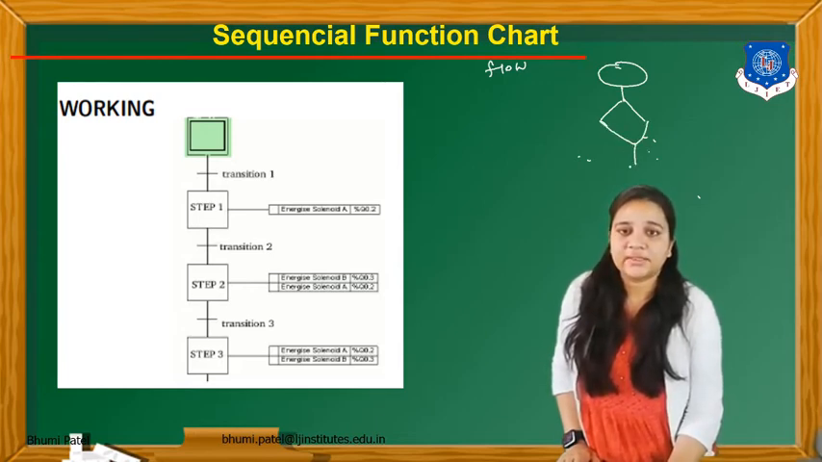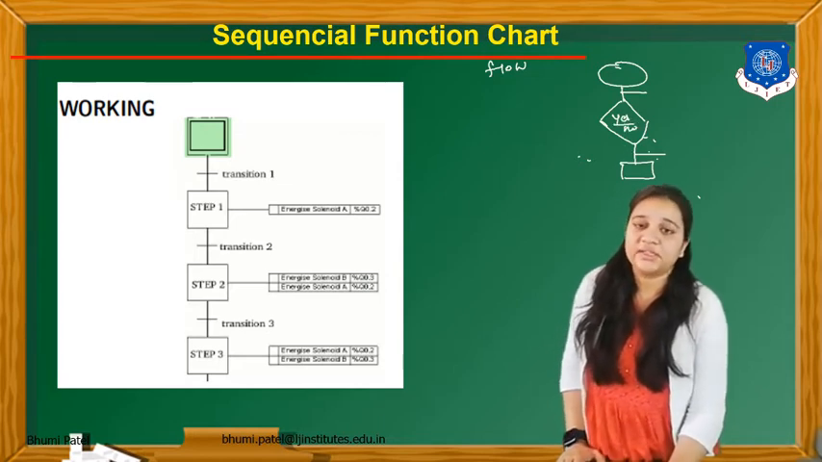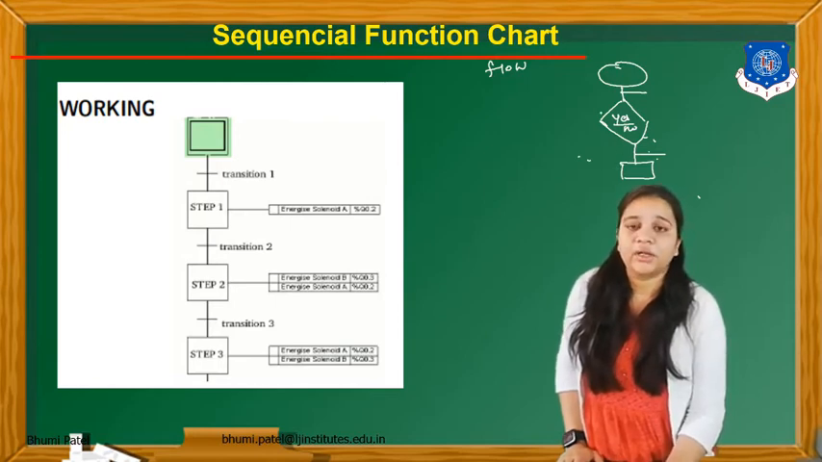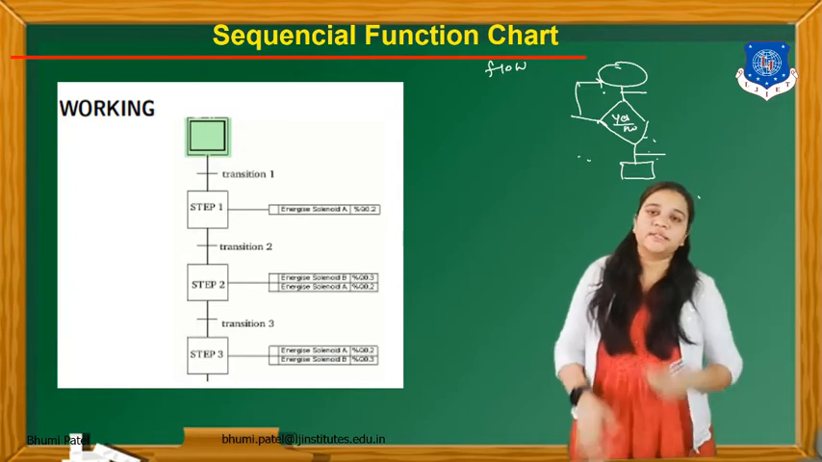This is my condition and this is another transition. So this is my transition 1, this is my transition 2, and here we have to check the condition, yes or no. If it is yes, we can go through to another step. If it is no, we can go back to the previous step.